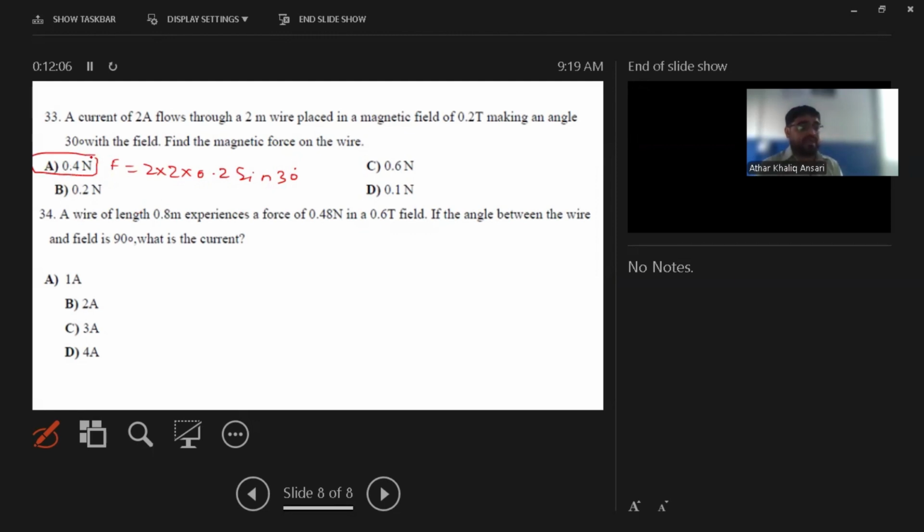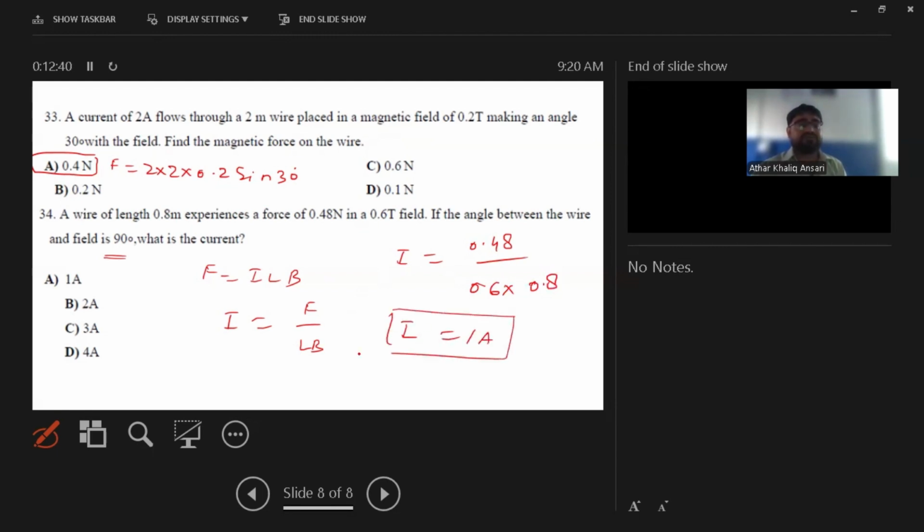One last question. A wire with a length of 0.8 meter experiences the force of this, in a field of this. You have the angle of 90, it means maximum. So for current, same equation F is equal to ILB. So when you need current, that is force over length times magnetic field. So I is equal to force 0.48 over 0.6 times 0.8. I think this is 1 again. This is 1 ampere. I just put values which are simple to understand, and this is 1 ampere.